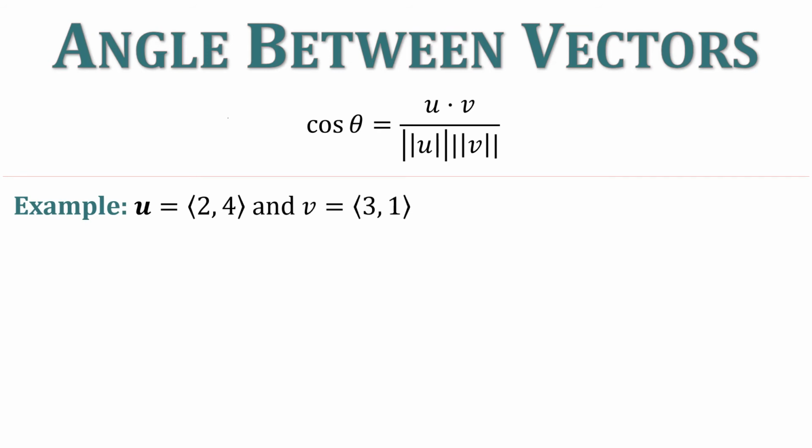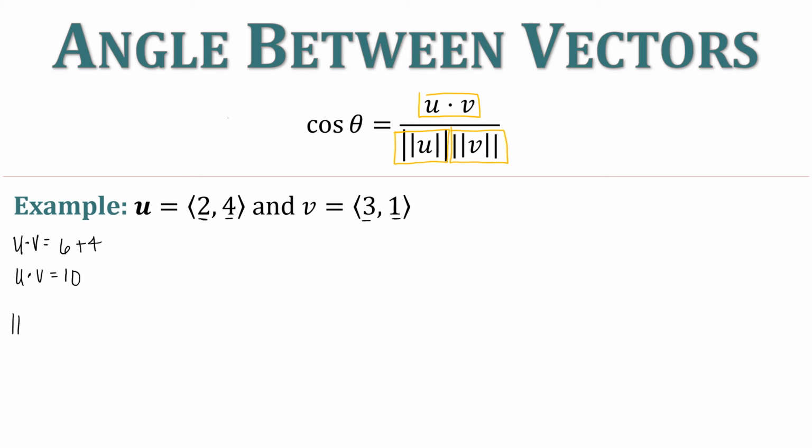We want to find the angle between u and v. So looking at our formula, we need to find u dot v. We need to find the magnitude of u, and we need to find the magnitude of v. So let's do that before we even start trying to use the formula. So u dot v, remember, dot product is multiplying corresponding parts. So 2 times 3 is 6. 4 times 1 is 4, so I'm adding that. So u dot v is 10.